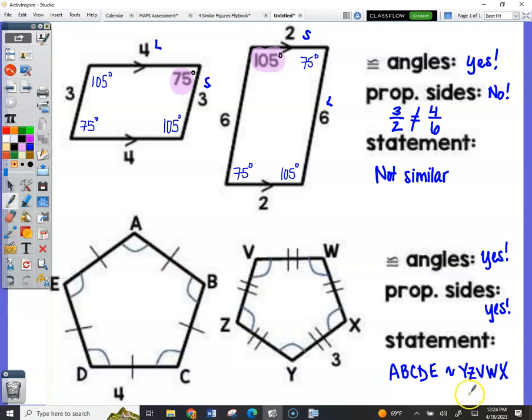Actually, I like these. To me, this is algebra. The more challenging ones are the ones where it's yes or no, and the easier ones are where it's, hey, it's similar, set up a proportion and solve.